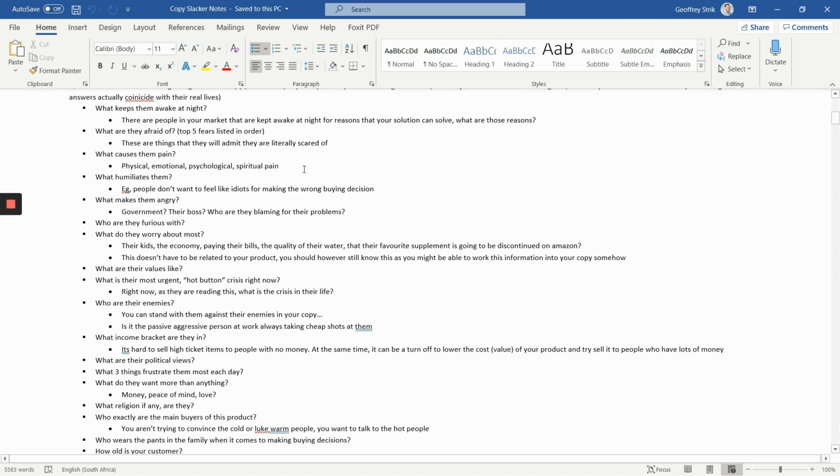What humiliates them? People don't want to feel like idiots for making the wrong buying decisions. So when you understand what humiliates people, you can sort of counteract that in the copy. So for example, they don't want to feel that they're buying just another headache tablet that isn't going to do anything. So if you can prove to them with testimonials, reviews, evidence, science-based literature, that your headache tablet is really going to solve their problem, it'll minimize any chances of them feeling like idiots for buying your product.